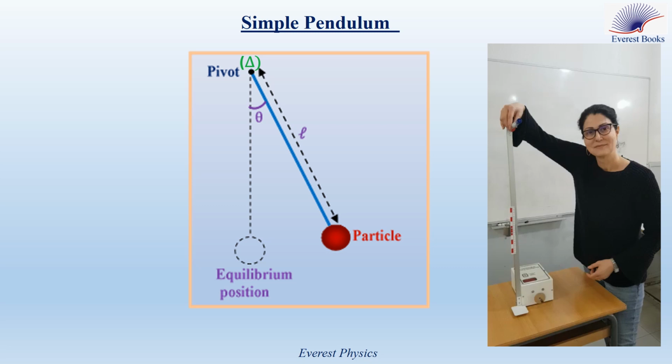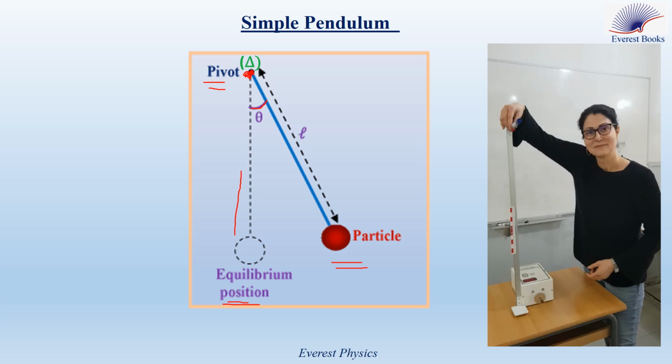This figure shows the pendulum in a certain position during its oscillation. In this position, the pendulum makes an angle of theta with the vertical. The vertical position is the equilibrium position of the pendulum. Here we have the pivot, and here we have the horizontal axis of rotation.